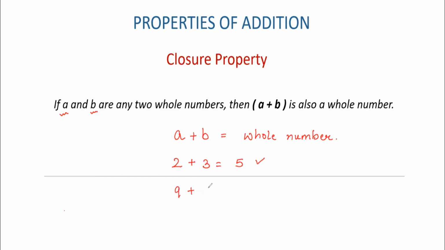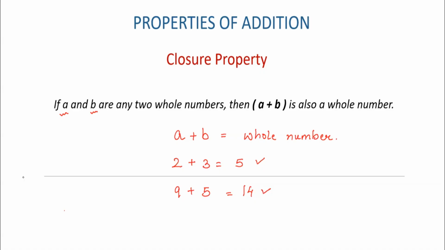We take 9 plus 5, we get 14. 14 is also a whole number. Whatever number we take, whether it is big or small, we are taking whole numbers specifically. When we add those two whole numbers, we will always get a whole number as the answer. So this is the closure property. This means that the closure property holds for addition in whole numbers.